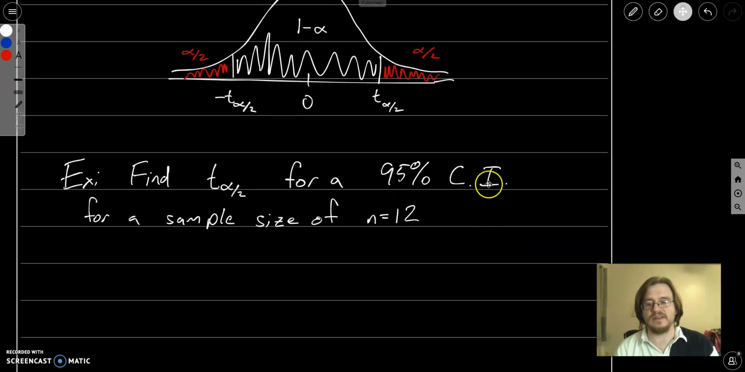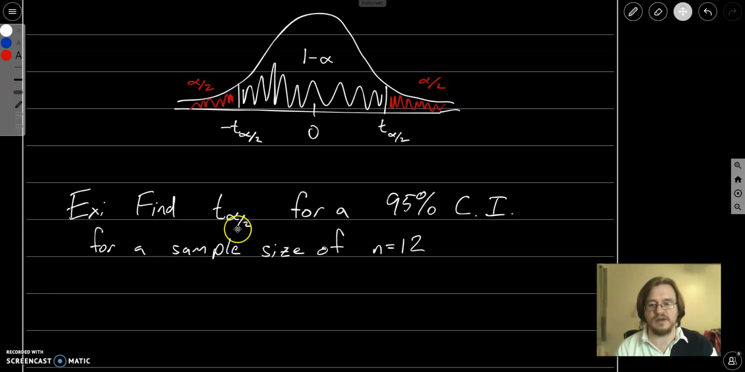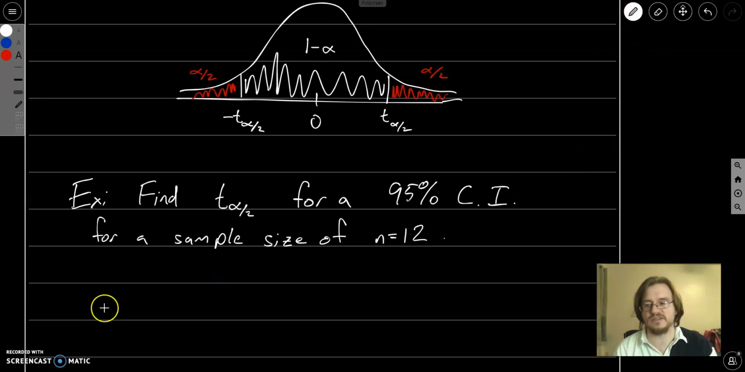So let's go through and calculate a t-score, this t sub alpha over 2, for a 95% confidence interval for a sample of size n equal to 12. So the first thing that we'll want to do is calculate the degrees of freedom. And in this case, it's just going to be n minus 1. So this is 12 minus 1, which is 11. Okay. So this is the degrees of freedom.